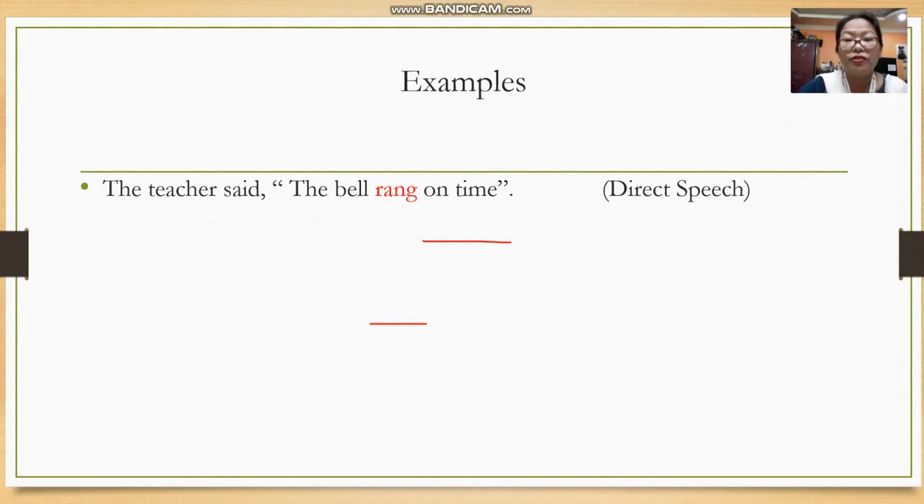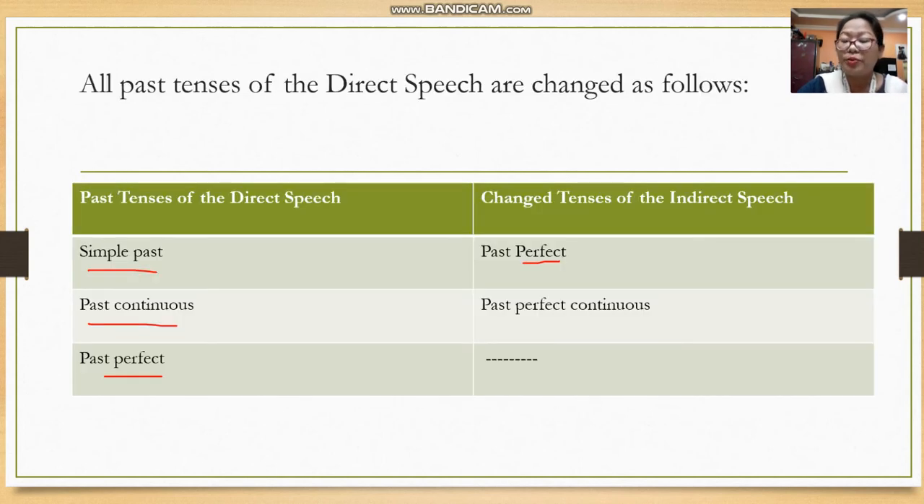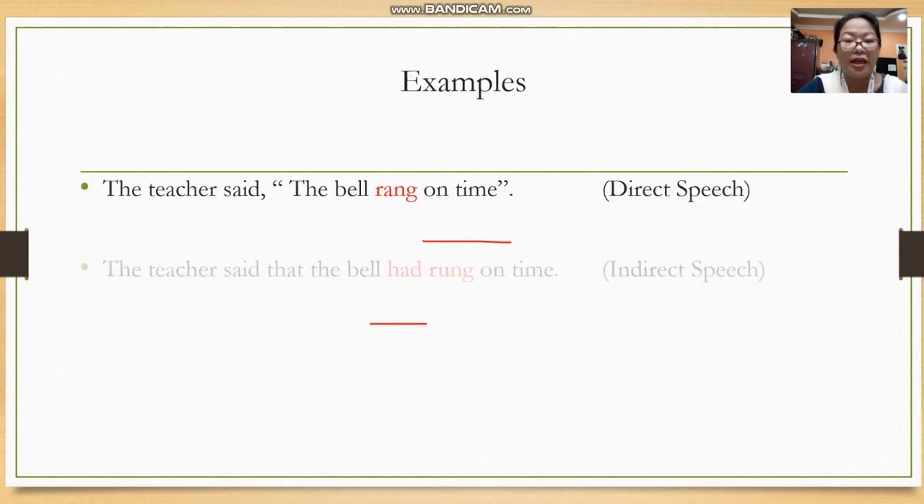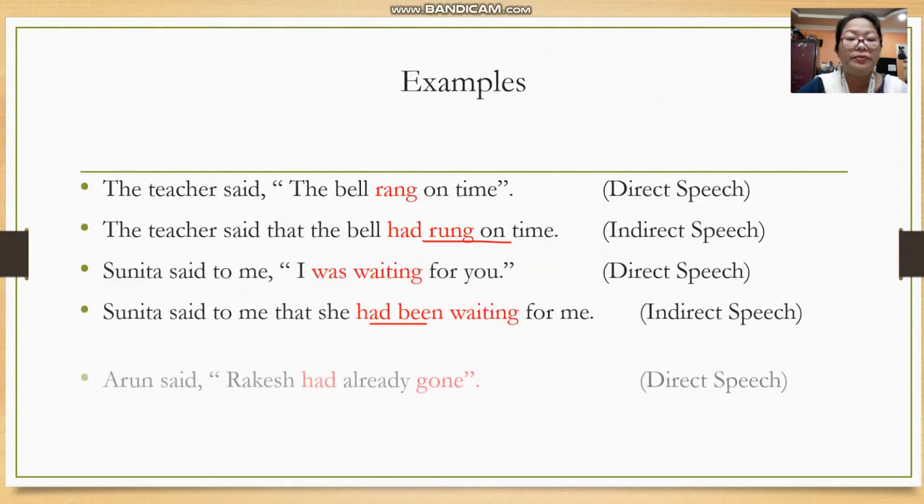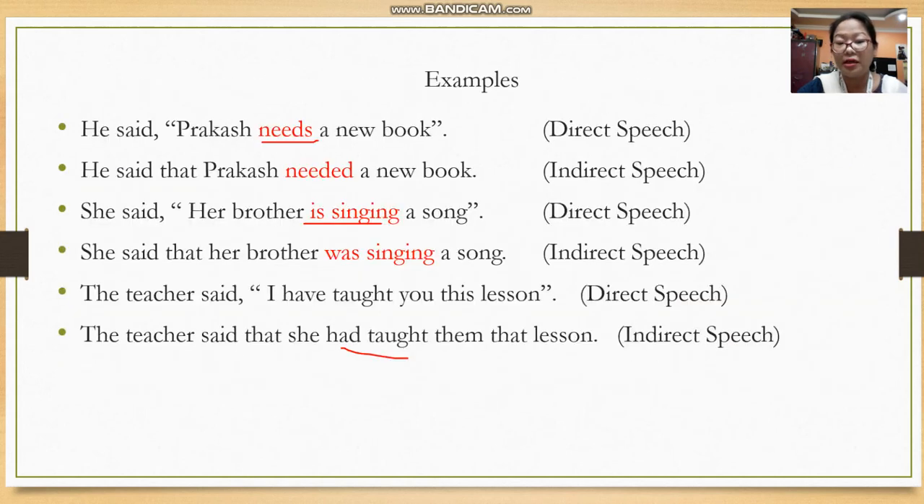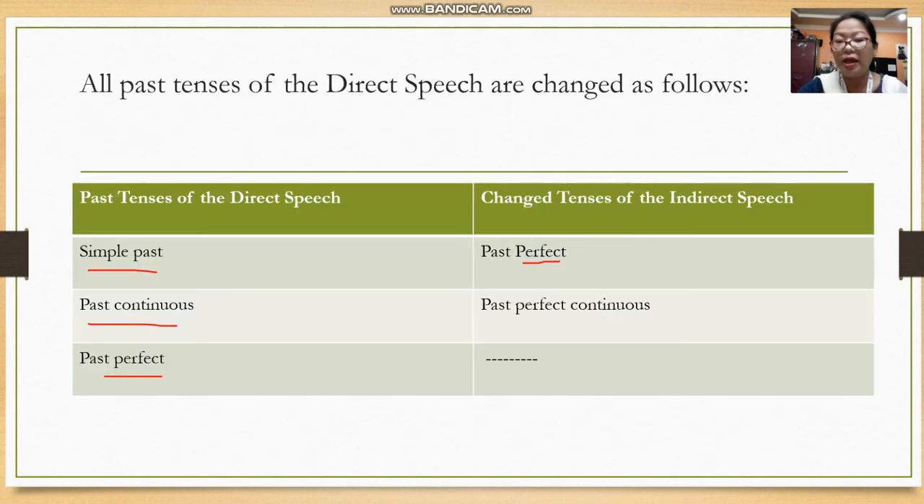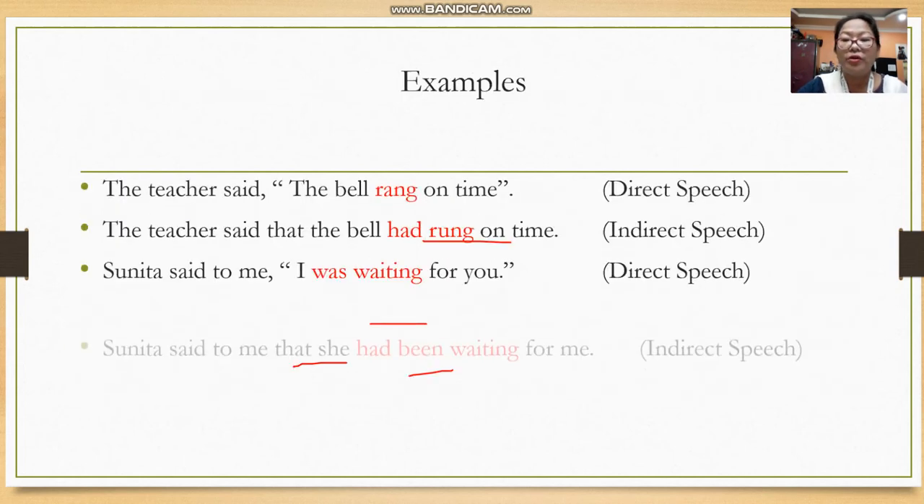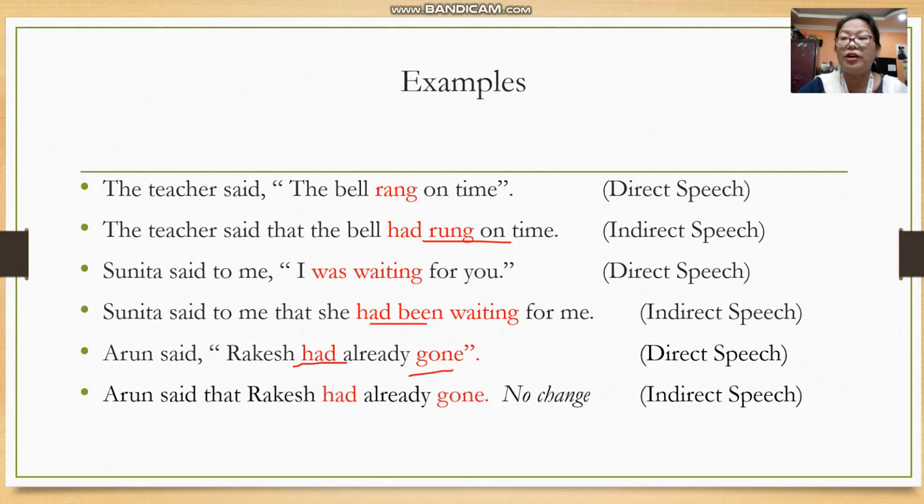Now I told you that for past perfect we don't make any change. Now let us look at this example. Arun said Rakesh had already gone. Had gone tells us that it is a past perfect sentence. The third category is past perfect. So what will it be in the indirect speech? It will remain the same. Arun said that Rakesh had already gone. There will be no change here.